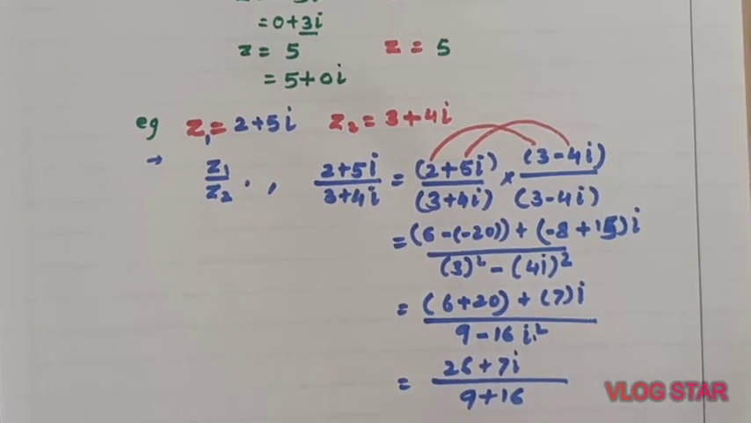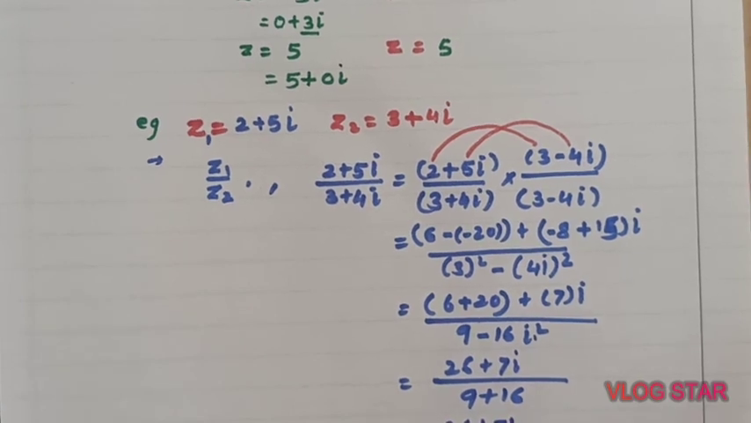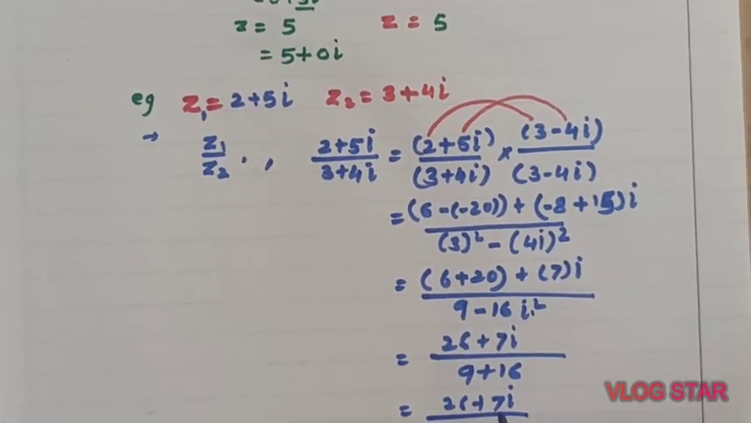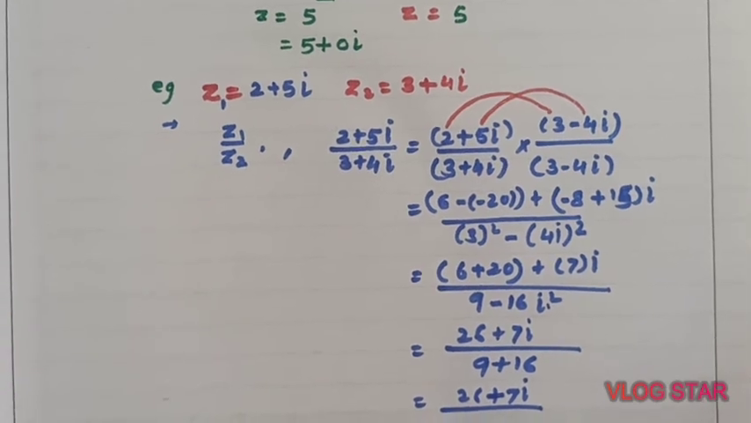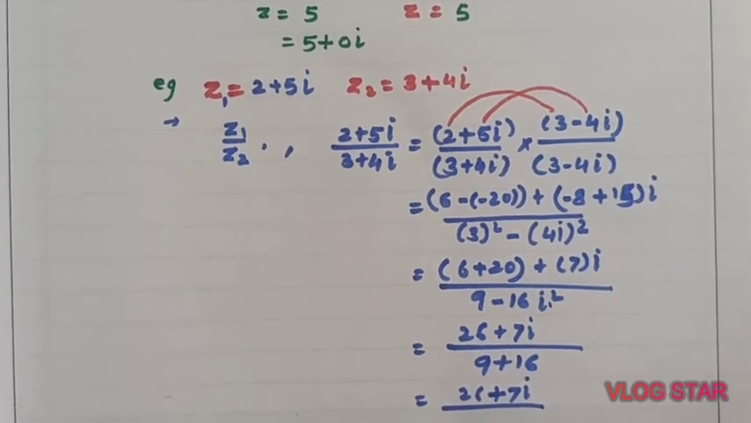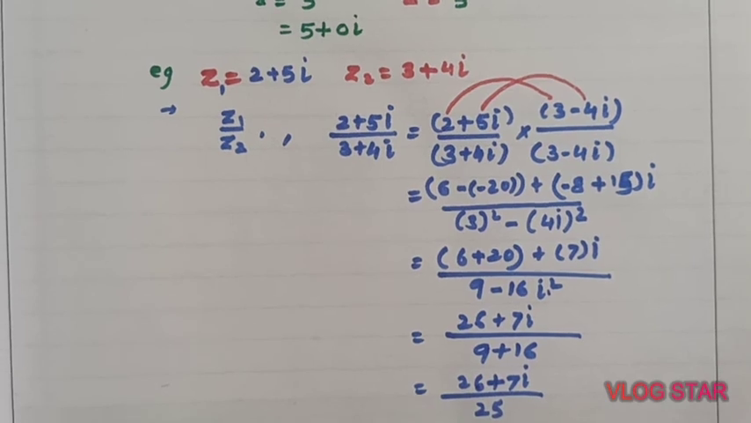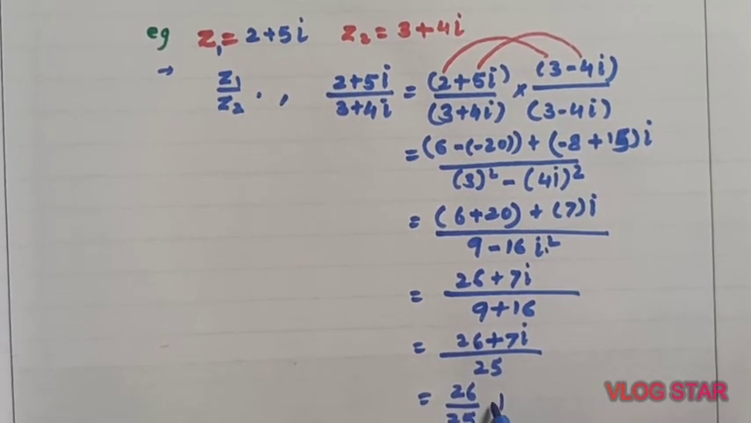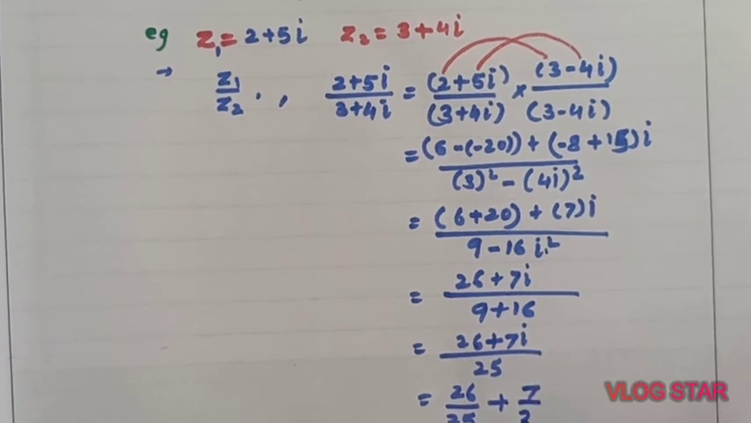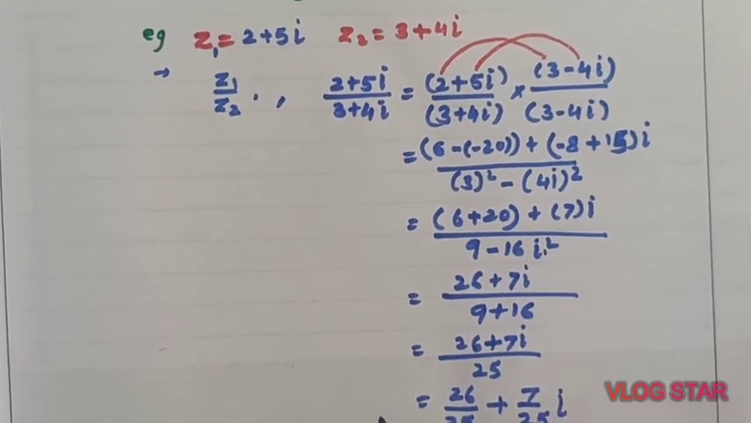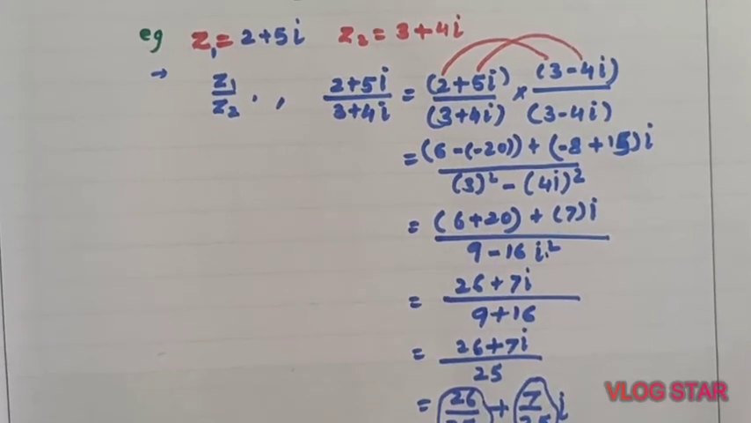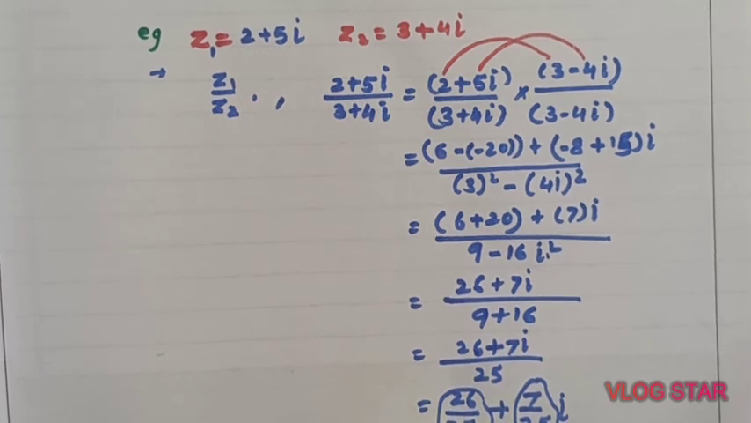What is the final answer? 26 plus 7i upon, yes, 16 plus 9, 25. So separate the real part and imaginary part. The real part is 26 by 25 plus the imaginary part 7 by 25i. So this is your final answer, real part and imaginary part. The final answer is in the format of a plus bi.